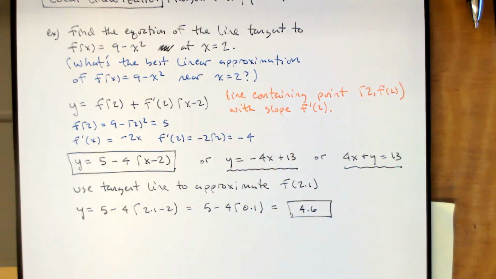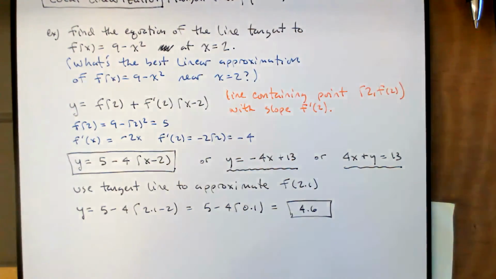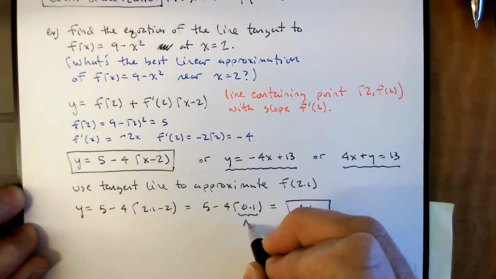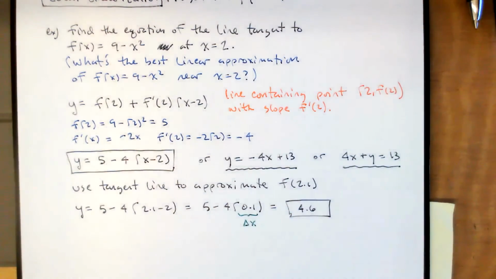What we care about is this 0.1, that's some small change in x. And this negative 4 times 0.1 is how much y changes. So 0.1 is a change in x, and the negative 4 times 0.1 is the change in y.